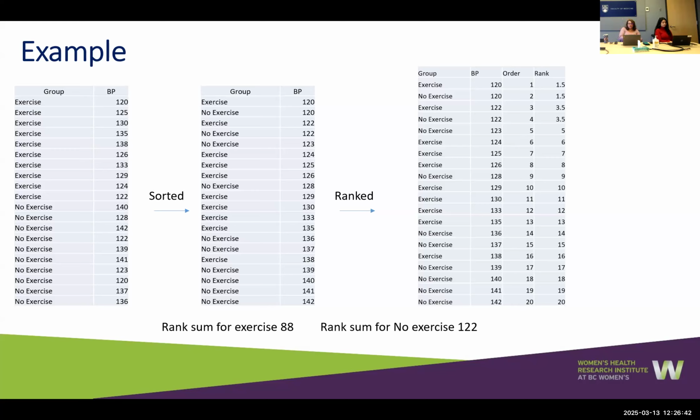After the ranks are calculated, we look at those who exercise or do not exercise. It's just summing up the ranks. So if I did the calculation correctly, and I hope I did, you can check me later and let me know, the rank sum for exercise here will be 88, and for not exercise, 122.